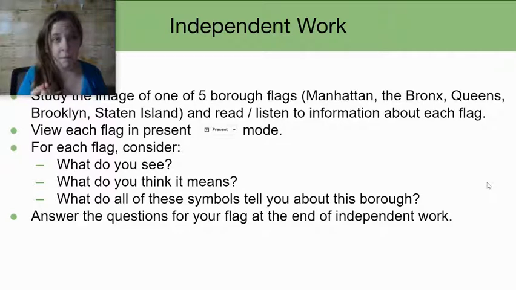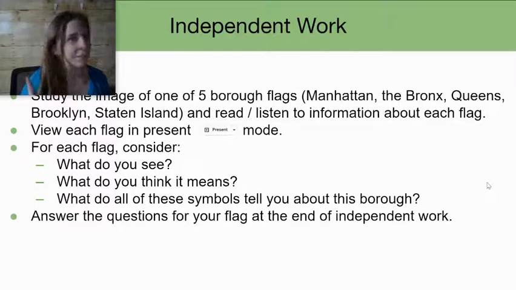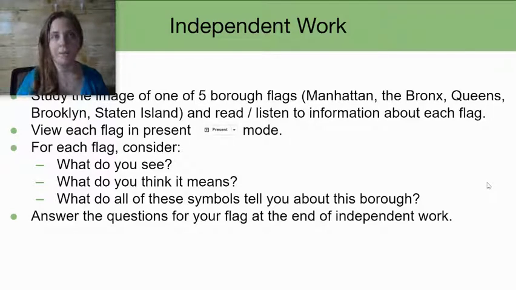Do you remember what a borough is? That's right. There are 5 boroughs in New York City. We have Manhattan, the Bronx, Queens, Brooklyn, and Staten Island. And you're going to choose one of those boroughs. Maybe this is the borough that your school's in or that you live in. Choose one that stands out to you. Maybe you really like their flag and you want to learn all about that borough.